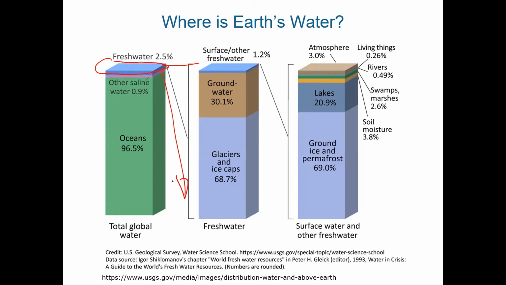So this leaves us mostly with that surface water, this 1.2% up here, of which I don't know why they have surface water as ground ice and permafrost. Okay, I guess they're saying that's somewhat accessible. And then we've got lakes and rivers and things like that, which is the water that's accessible to us. So a very slim fraction of all that.